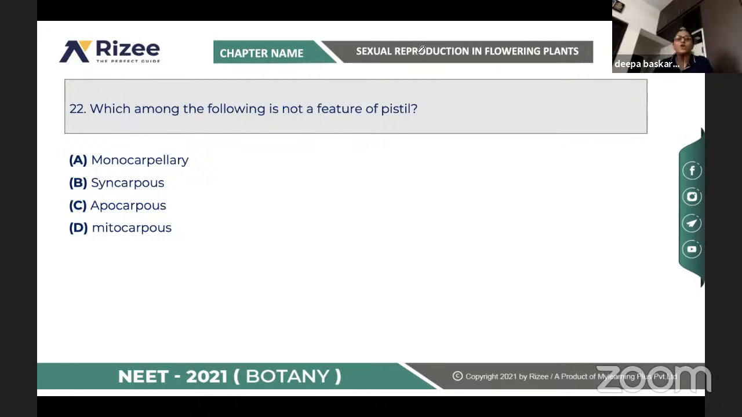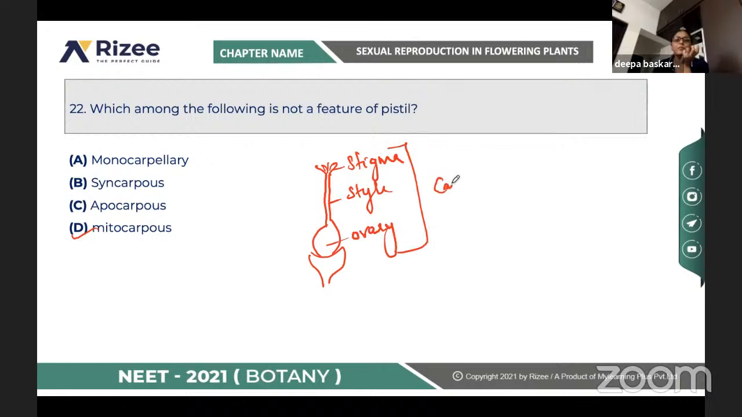So which among the following is not a feature of pistil? Monocarpellary, syncarpous, apocarpous, mitocarpous. So what do you mean by monocarpellary? What do you mean by carpel actually, which has ovary, style and stigma. So this is stigma, this is style and this is ovary. Altogether this is known as carpel.